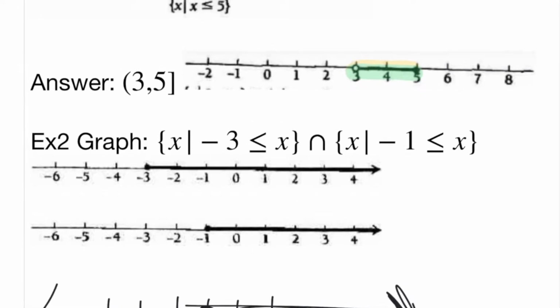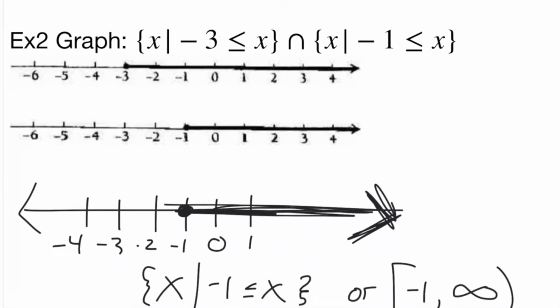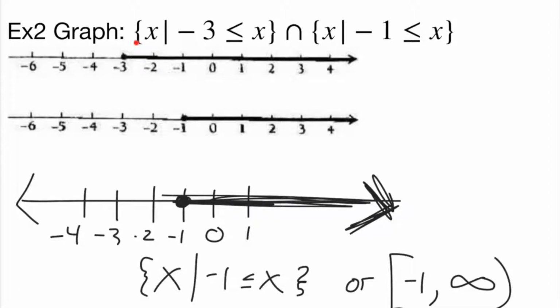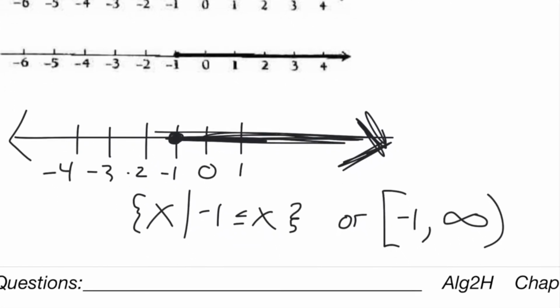So let's do that again. Let's graph x such that negative 3 is less than or equal to x, the intersection with x such that negative 1 is less than or equal to x. Between these two number lines, which numbers got shaded twice, that are in both graphs? We can see here everything from negative 1 all the way up to positive infinity. So that's how you shade it in here. And notice that there's a closed dot because negative 1 is included.